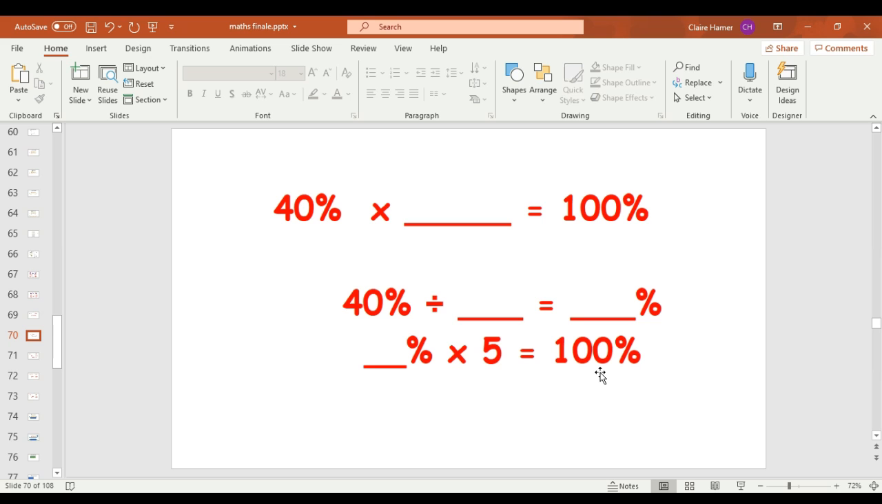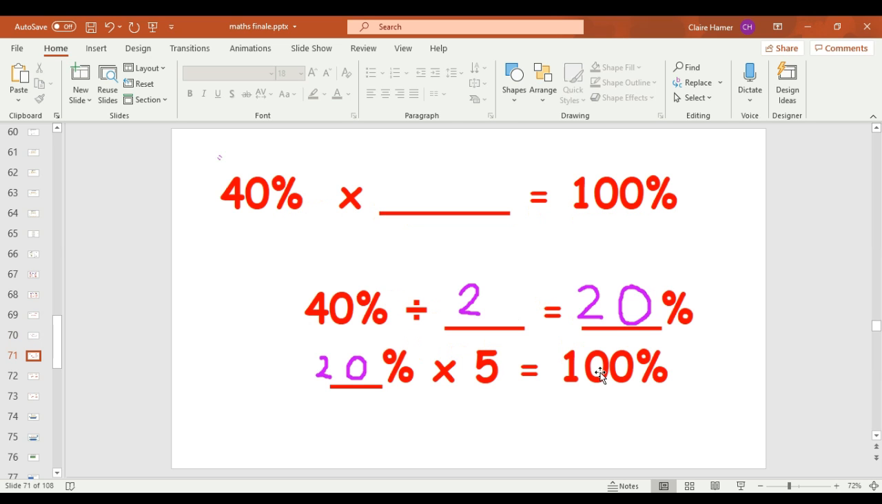Okay, so in this, you could have gone for 10%, but on this occasion I decided to do 40% divided by 2, which told me the amount for 20%. Then I did 20% multiplied by 5. I got the whole. So you've always got to think about how do you get to 100? 100 is the magic number in percentages.